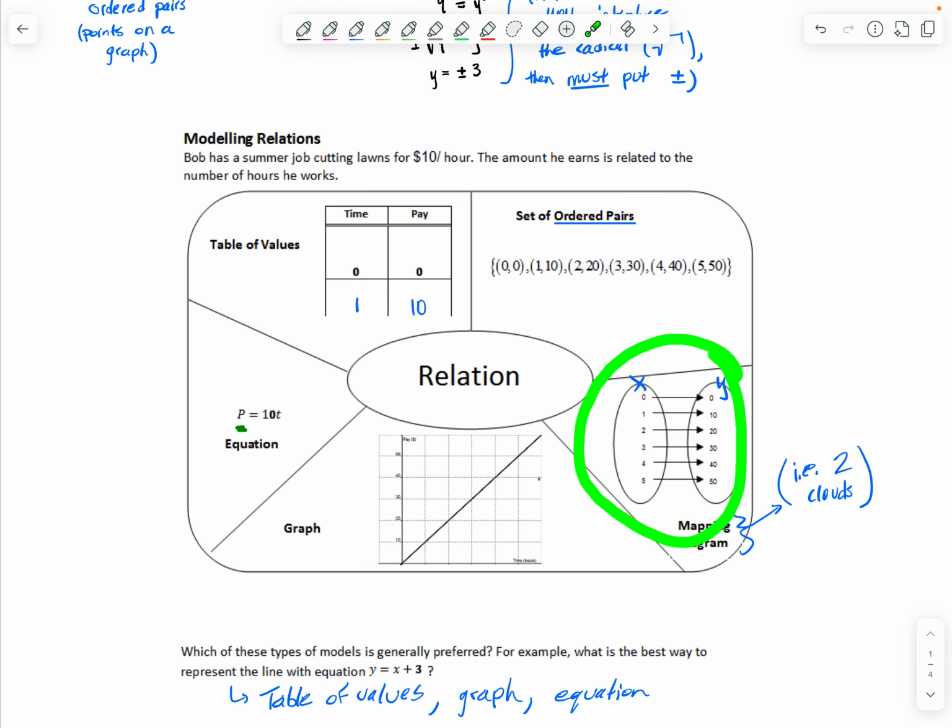The final one here, which is new for us perhaps, is the mapping diagram. So this is kind of like, I like to think of it like two clouds. That was a good analogy. So this first cloud is like our x values, and the second cloud is our y values.